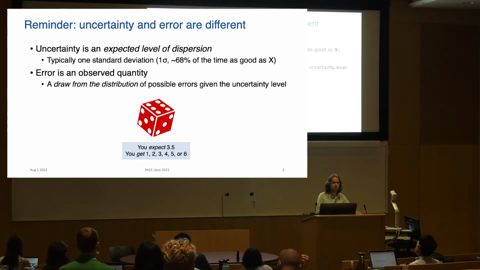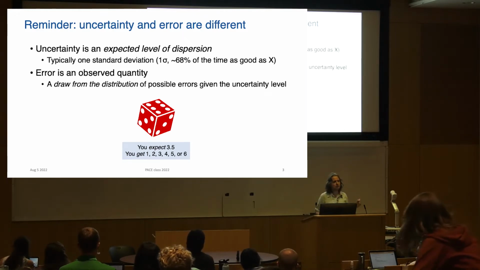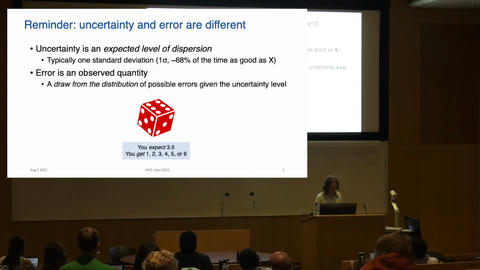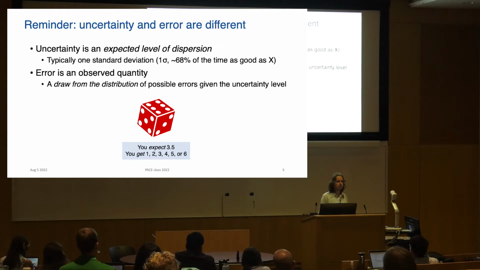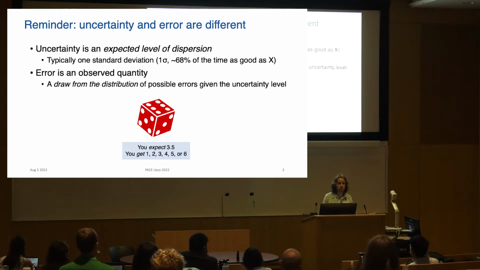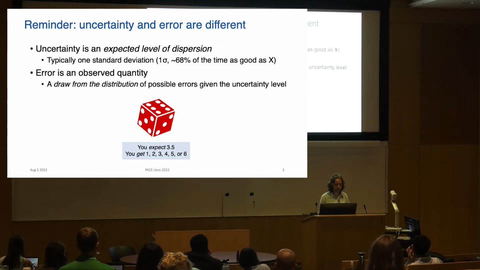The error again is an observed quantity, so you can think of the uncertainty as a distribution of possible outcomes, possible truths, whereas the error is the actual observed draw from that distribution. And again, if you have a dice, you expect 3.5, but you don't get that. You get 1, 2, 3, 4, 5, or 6. So what we need to do when we're validating our uncertainty estimates is combine these discrete realizations of error with the statistical nature of the uncertainty.